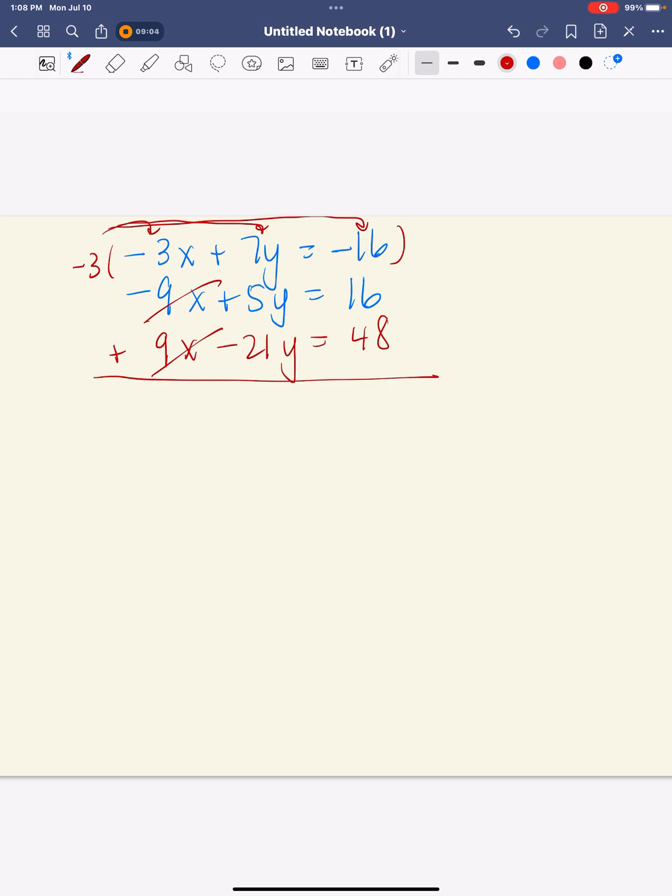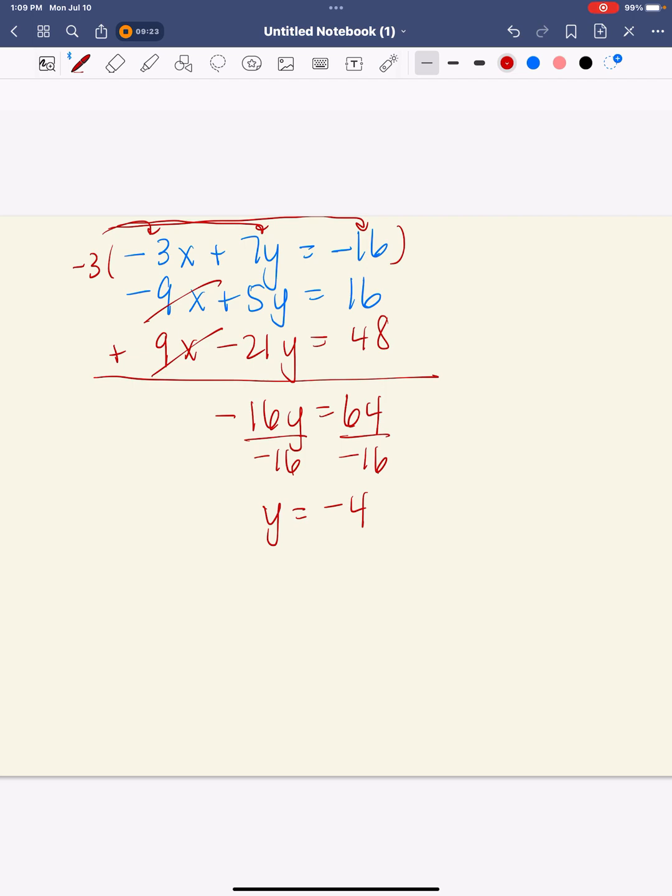Here, when I do my subtraction or my adding down, I get a negative 16y, and then this will become 64. Now when I divide by negative 16 to both sides, y will equal negative 4. So there's my y coordinate.